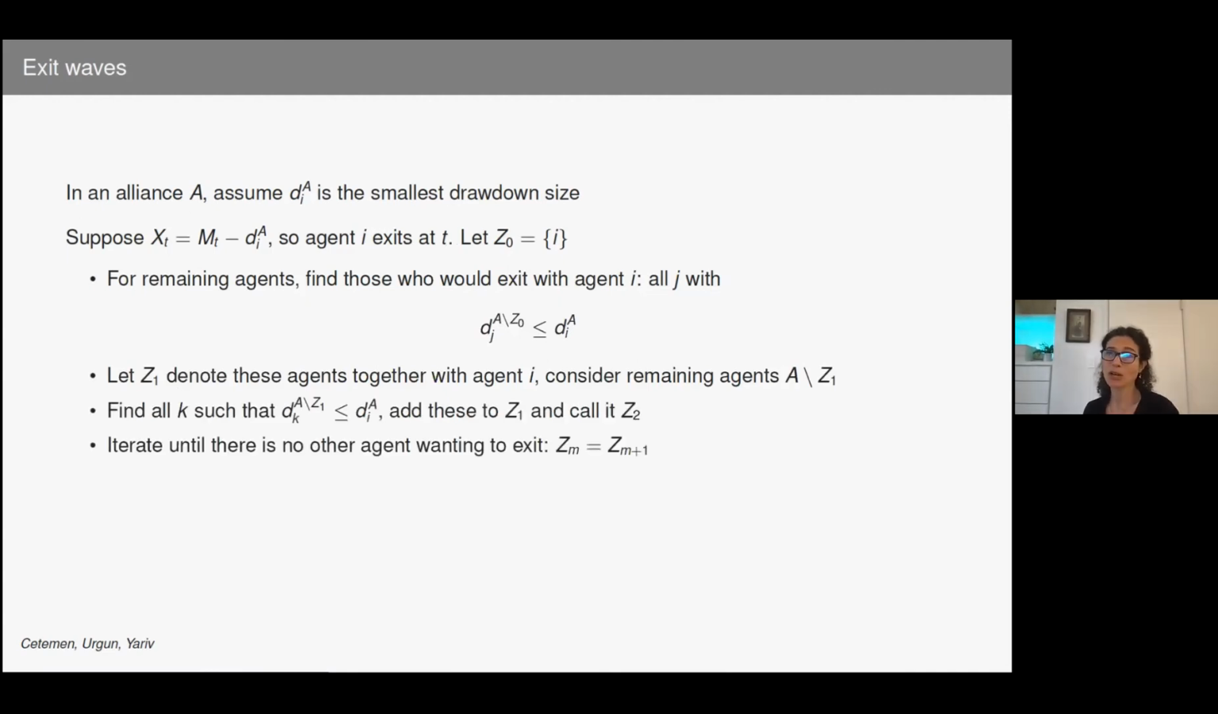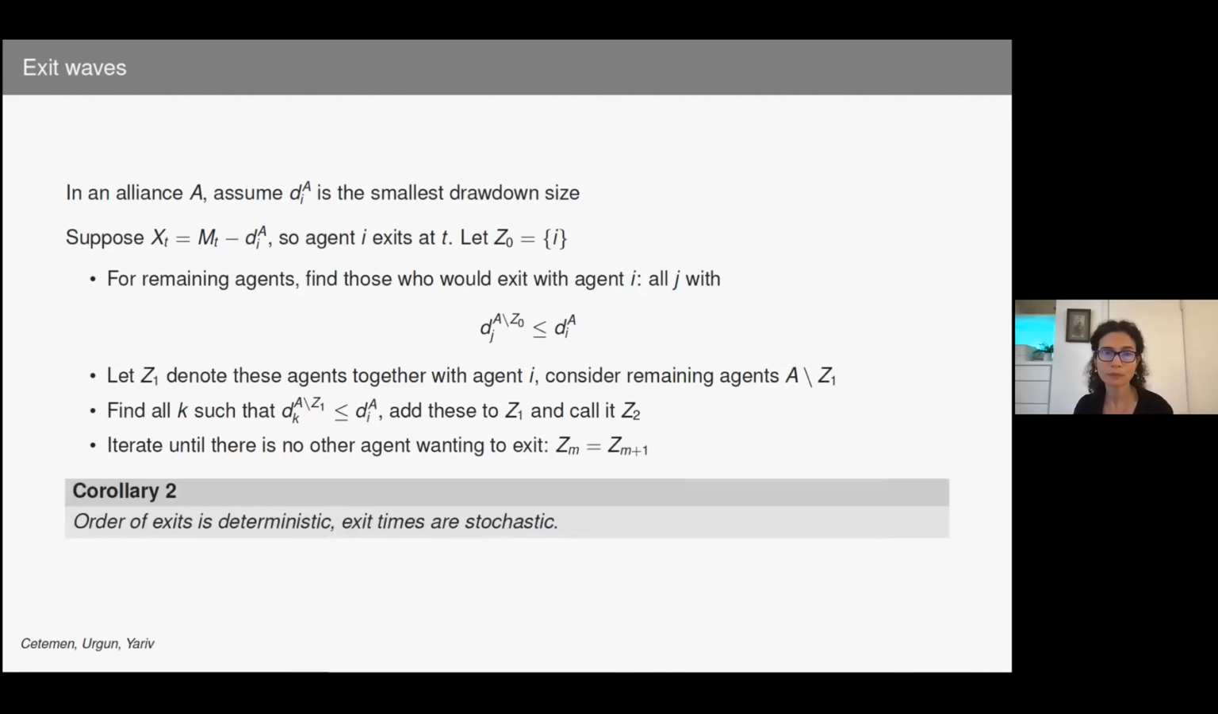And again, they need to contemplate the world without all the agents in Z_1 that are leaving and decide whether they want to continue or not. We can continue this process until it stabilizes. So this will potentially generate an exit wave, a snowballing effect. What this line of argument suggests is that the order of exits is deterministic. There's nothing stochastic here. All that we're using are these drawdown sizes, for which we have a formula. So who leaves first is completely governed by these drawdown sizes. Naturally, their precise timing is stochastic, because that depends on when the process actually hits the stopping boundary.